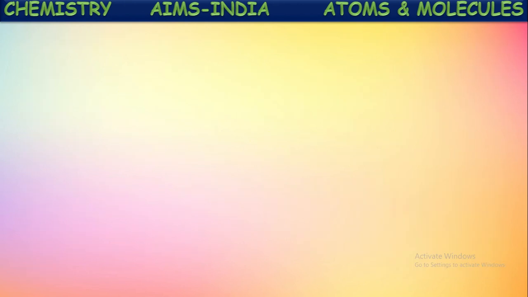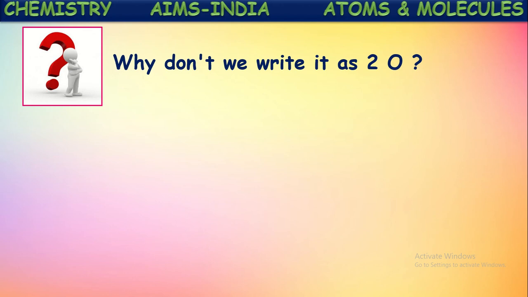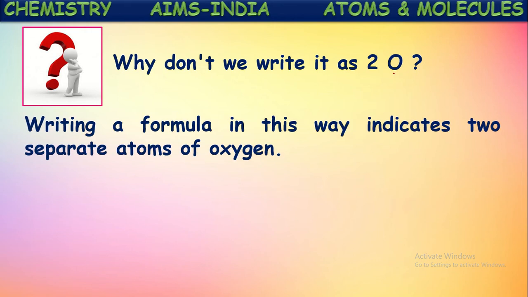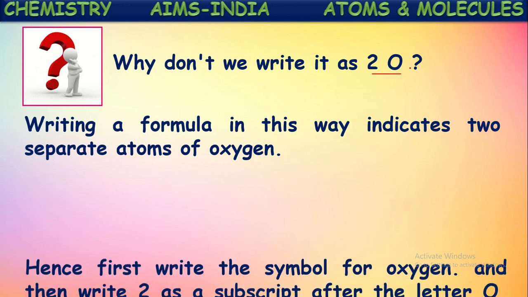We may get one doubt here. Why don't we write it as 2O, because there are two atoms in one molecule? If you write 2O, writing a formula in this way, it indicates two separate atoms of oxygen. It does not represent those two atoms in the combined state. It represents just two separate atoms of oxygen. So it is not the correct way of representing molecules.